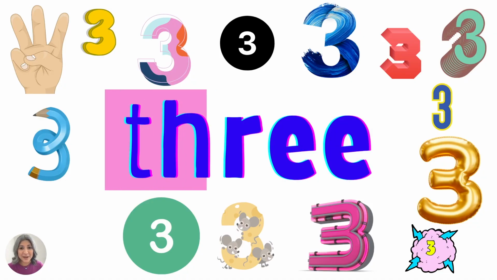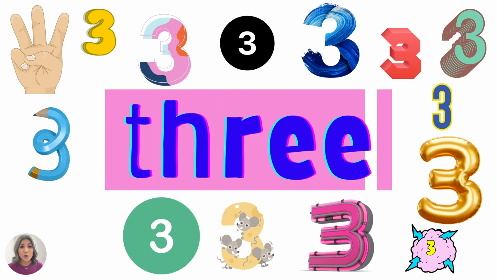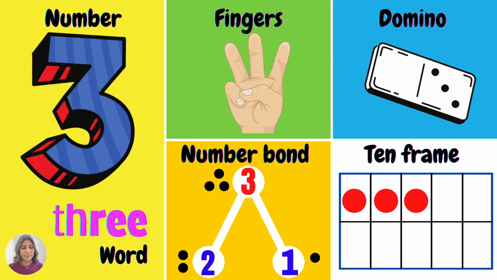3. This is the number 3. Can you say 3 with me? 3. Good job. Our number mat shows us the number 3 and the word 3. 3 is spelled T-H-R-E-E. To represent 3 in our fingers, we do this. Now let's count to make sure. 1, 2, 3. 3. Our domino has 3 dots to represent 3. Our number bond shows us the number 3, and 3 can be broken down into 2 and 1. 2 and 1 make 3. 1, 2, 3. Our 10 frame has 3 red dots to represent the number 3.